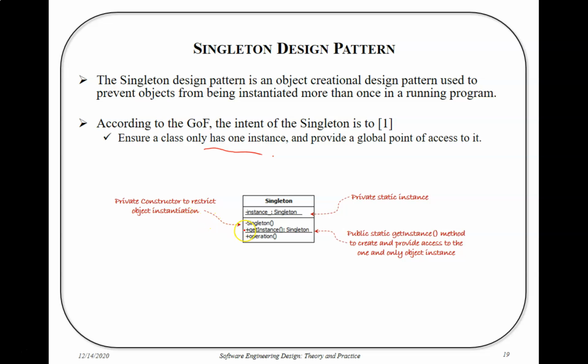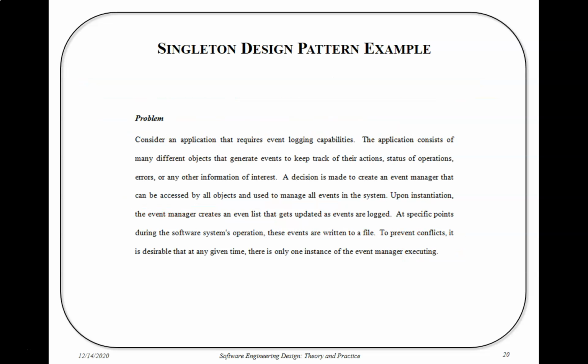A private constructor restricts the object instantiation. So the constructor of a singleton will control that one and only one instance is created. If the instance is already created, it will return the same instance. So this is the example here.